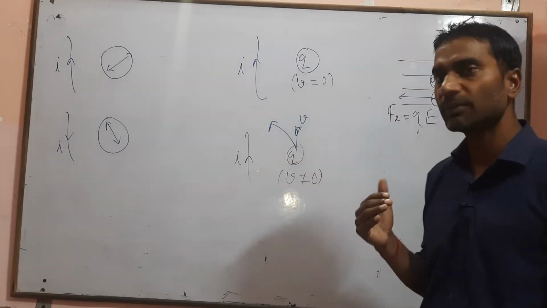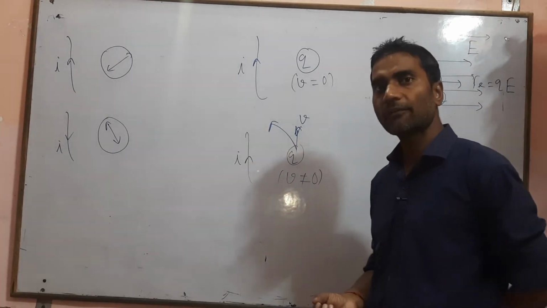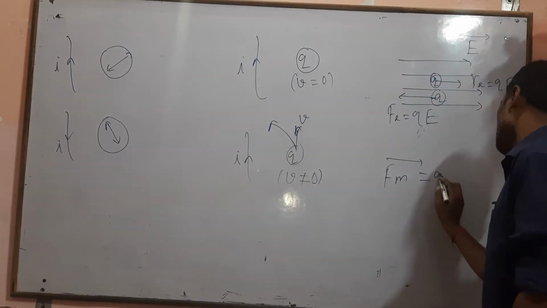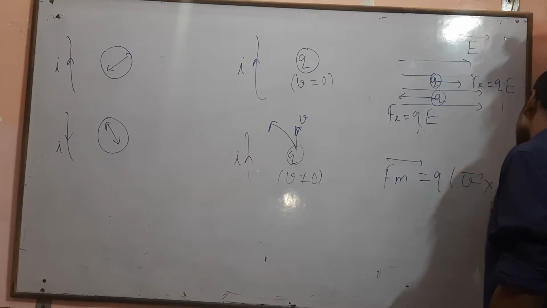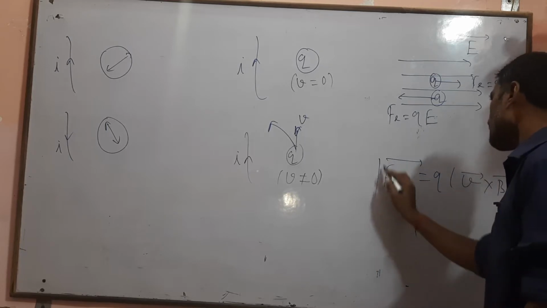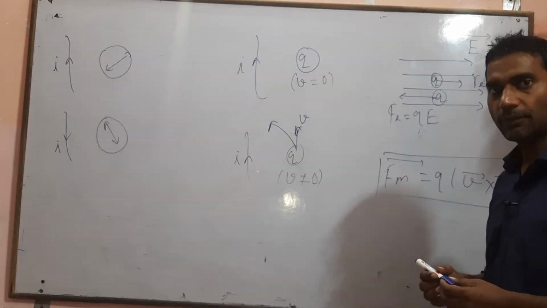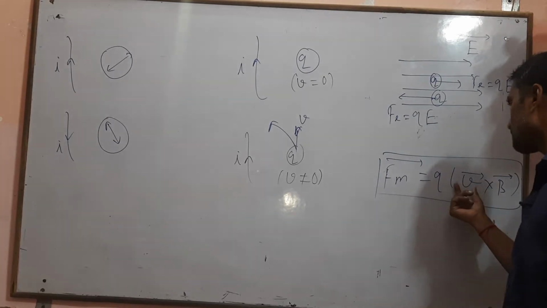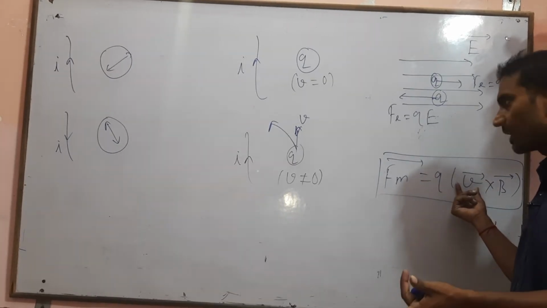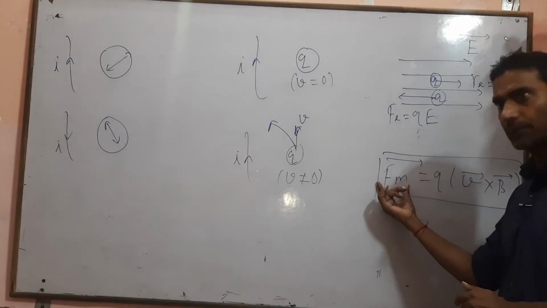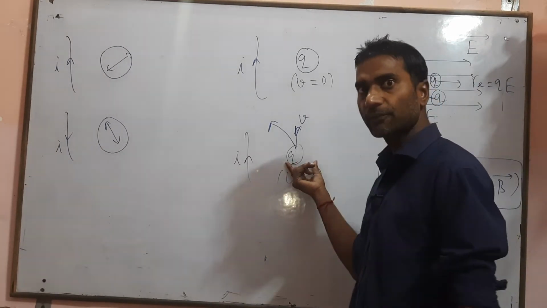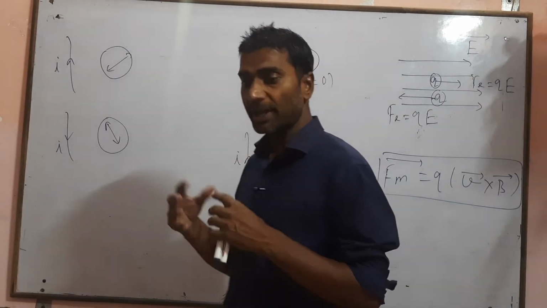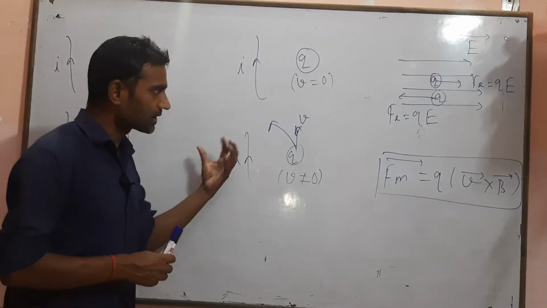After some time I will discuss the magnetic force. Fm vector equals q v vector cross B vector. Okay, means if any charge is kept and velocity of charge is given in that magnetic field, then magnetic force will act. In these situations magnetic force will act. So it implies that we can say magnetic field will be created for these situations.